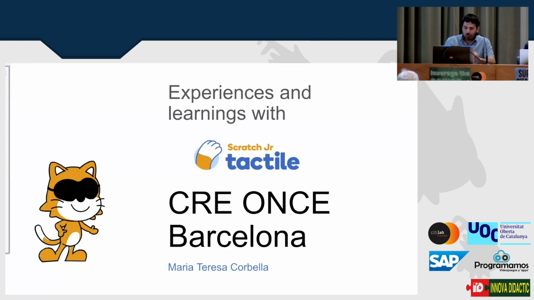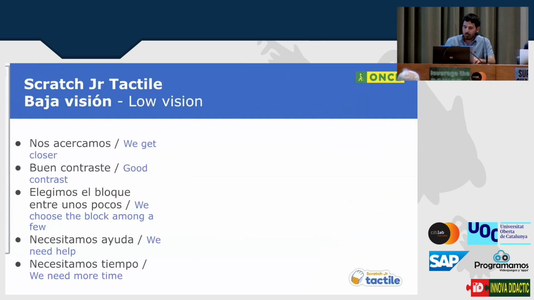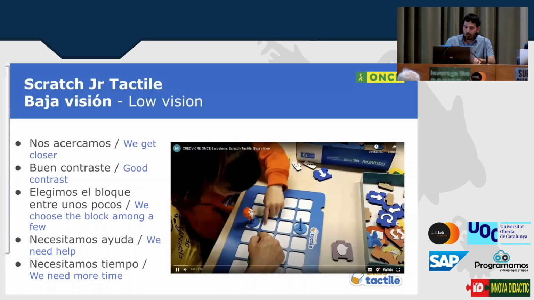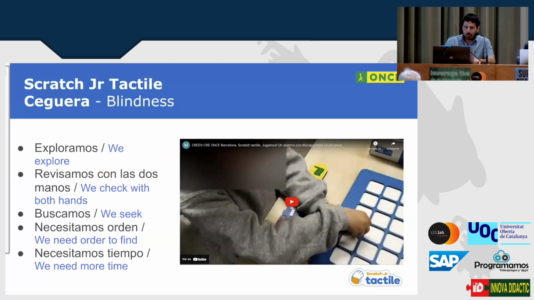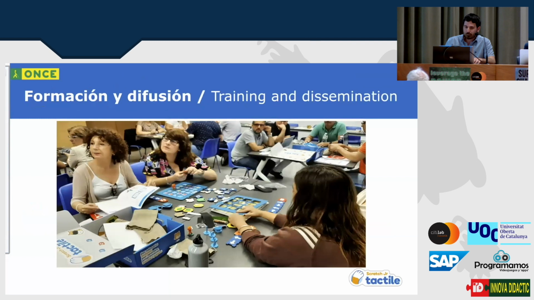And just a short look at experiences from some teachers. For example, this is in ONCE here in Barcelona, for visually impaired students. They like this. I will go through some strategies for students with low vision and with full blindness, and other learnings that they can gain as well, that are useful for them, apart from coding.